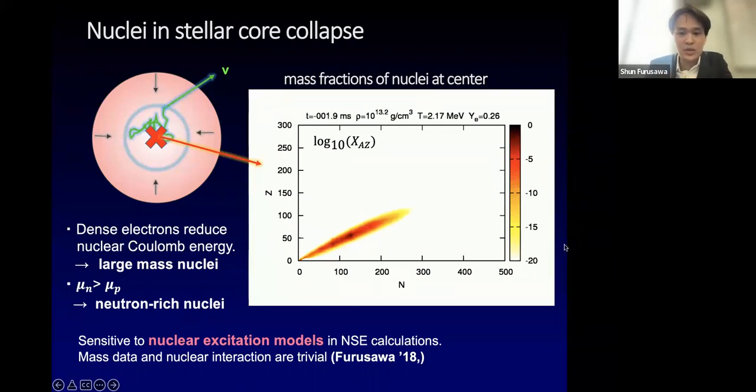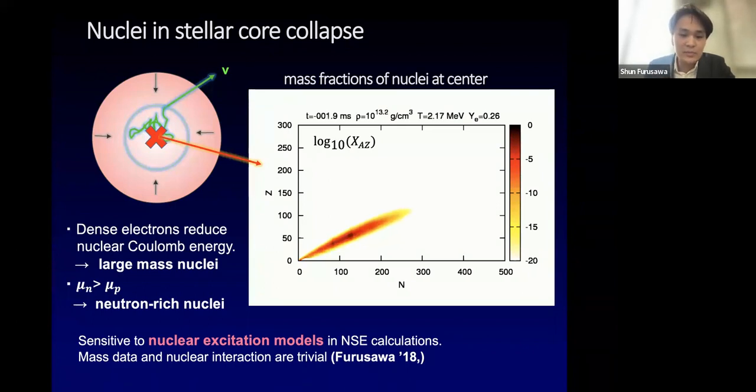Of course, these huge nuclei are not so important. The huge nuclei can be formed after neutrino sphere formation. And the important nuclei are around here. Medium mass neutron rich nuclei are very important because they determine the amount of neutron emissions. And so of course the results are very sensitive to the NSE model.